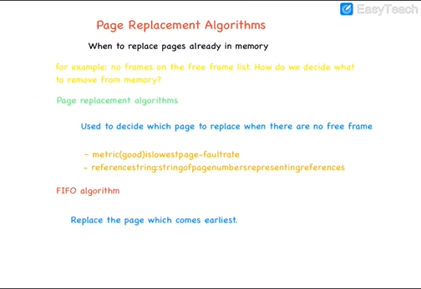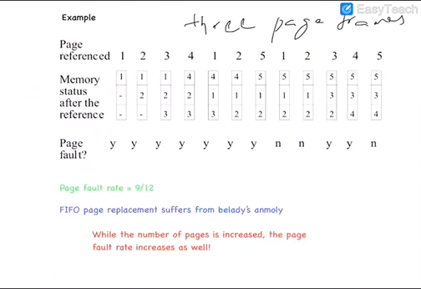So let us start with the basic page replacement algorithm, which is called the FIFO algorithm, or first in first out algorithm. The basic idea of first in first out is that we replace the page which came first, or which came early. Let us see with an example. Here we have been given a reference string, and we will consider 3 page frames.